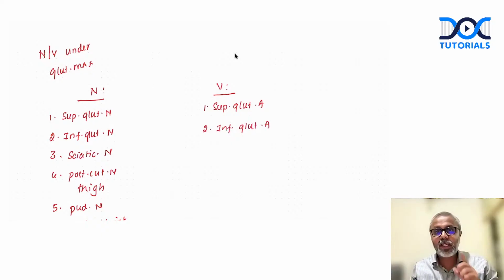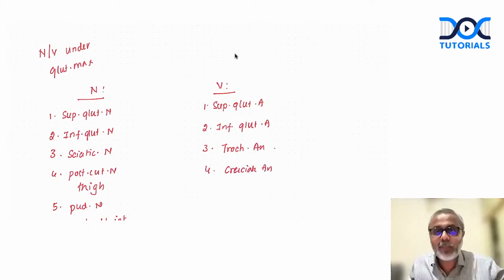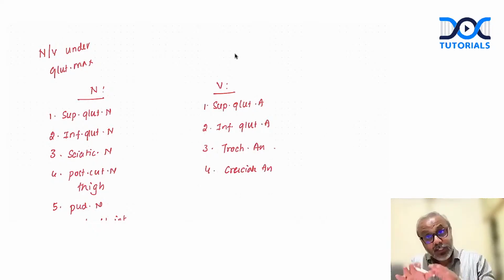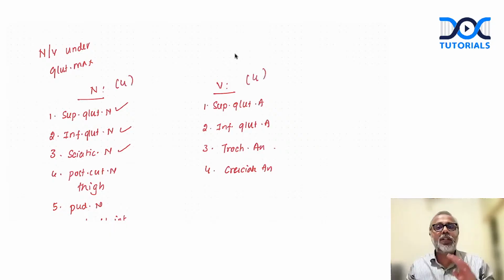Anything else? Here we need to be very careful. Under the cover of the gluteus maximus, we have what? We have the trochanteric anastomosis. We also have the cruciate anastomosis. List the nerves and the vessels first. Then start describing each briefly. Remember, 4 marks were given to nerves and 4 marks were given to vessels.